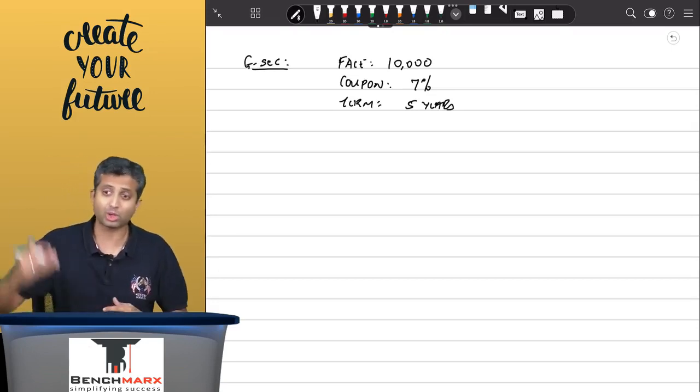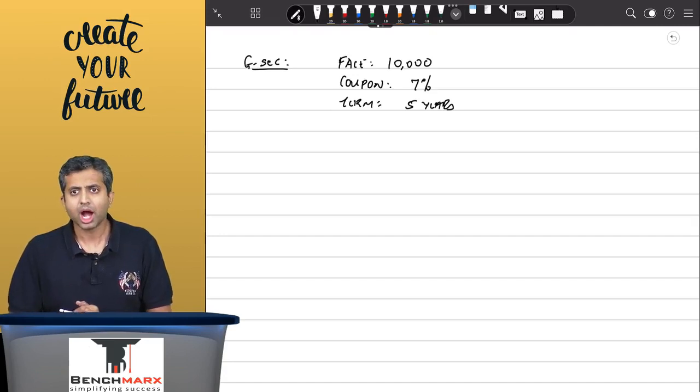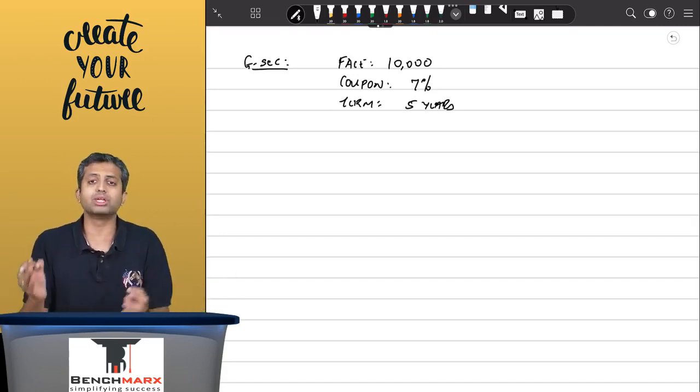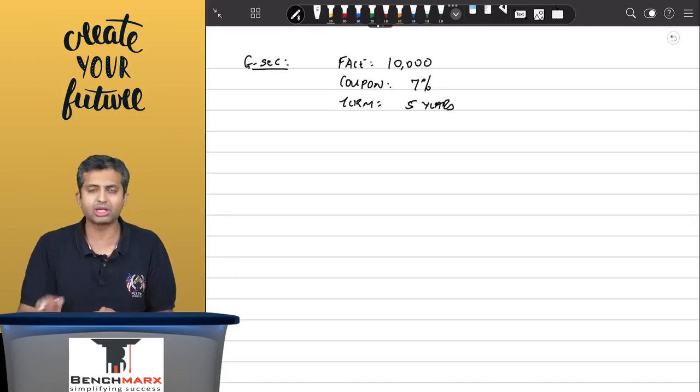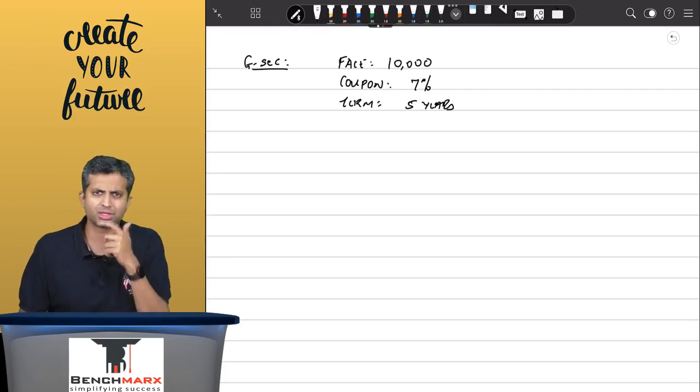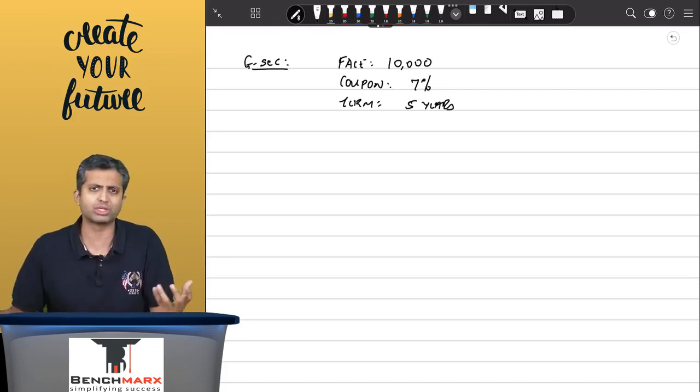As an investor, you want to figure out how much you will pay for this bond. A core principle of finance is that the value of an asset is considered to be the present value of its future cash flows. I will again repeat, a core principle of finance is that the value of an asset is the present value of its future cash flows. So what is the future cash flow in the case of a bond?